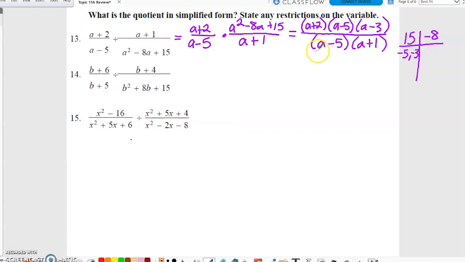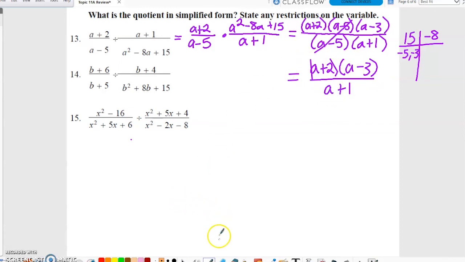So looking here, the only thing that cancels is a minus 5. So we're going to end up with a larger answer here. We're going to end up with a plus 2, and then a minus 3 on top. And we're going to end up with a plus 1 on bottom.